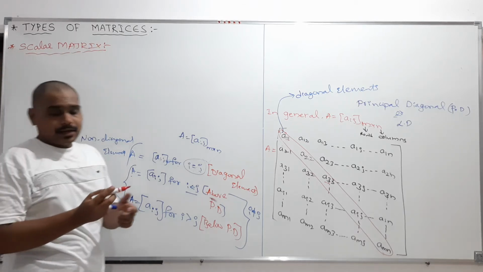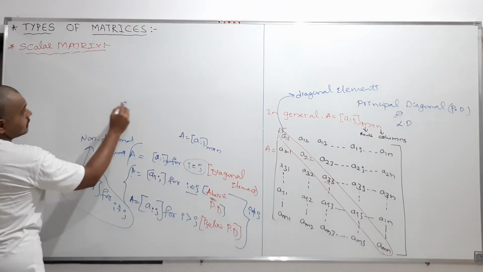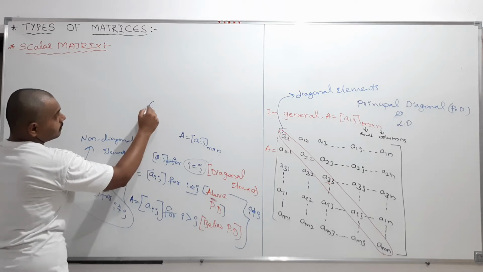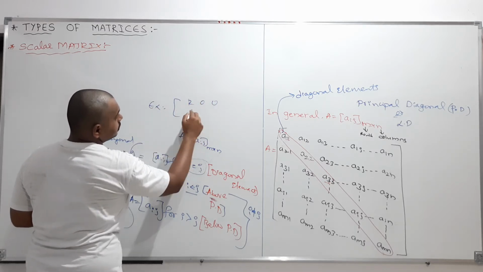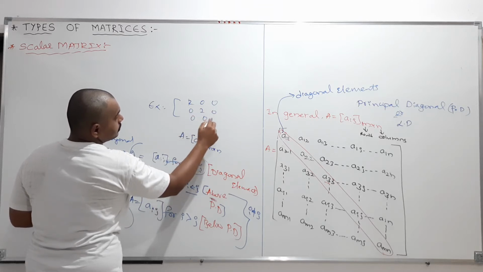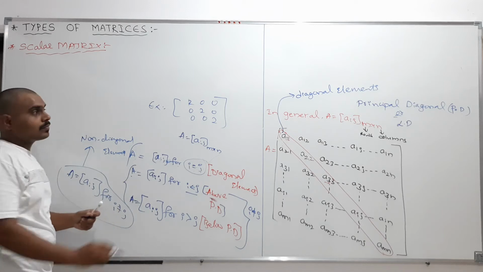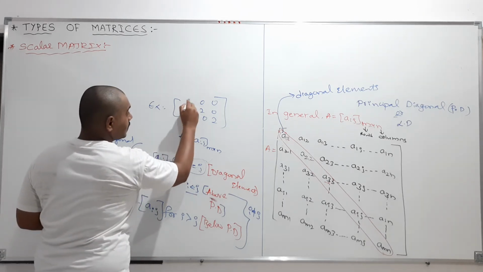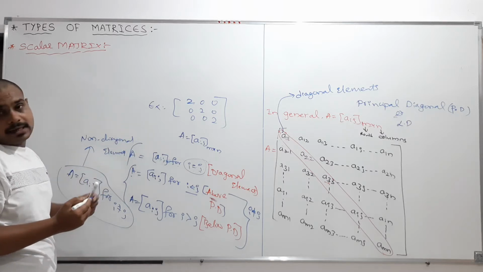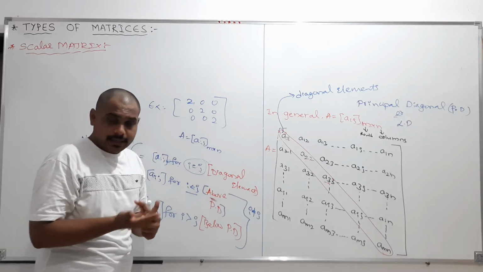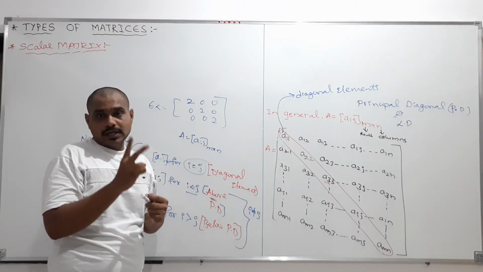As I told earlier, what does a diagonal matrix mean? So I'll write one example for the diagonal matrix: 2 0 0, 0 2 0, 0 0 2. Is it a diagonal matrix? My dear students, my question is, is it a diagonal matrix? Yes, it is a diagonal matrix, because to say any matrix is a diagonal matrix, we should check two conditions.